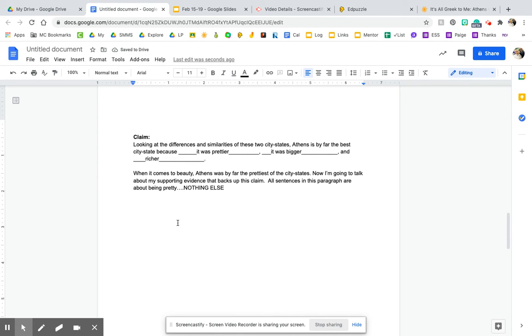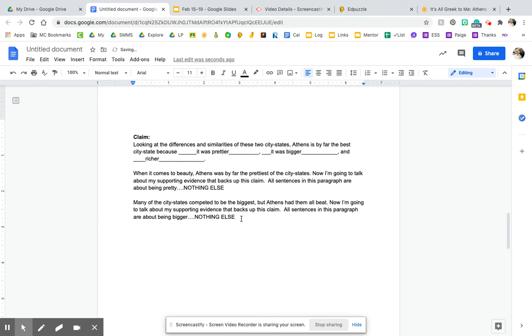I talked about it being bigger. Okay, so I might say something like, any of the city-states competed to be the biggest, but Athens had them all beat. Boom. Now I've stated my claim for that paragraph. And then I'm going to provide all of my evidence, except all of this paragraph is going to be about being bigger, nothing else. Last paragraph is about them being richer, but I'm going to include my counterclaim here, right?